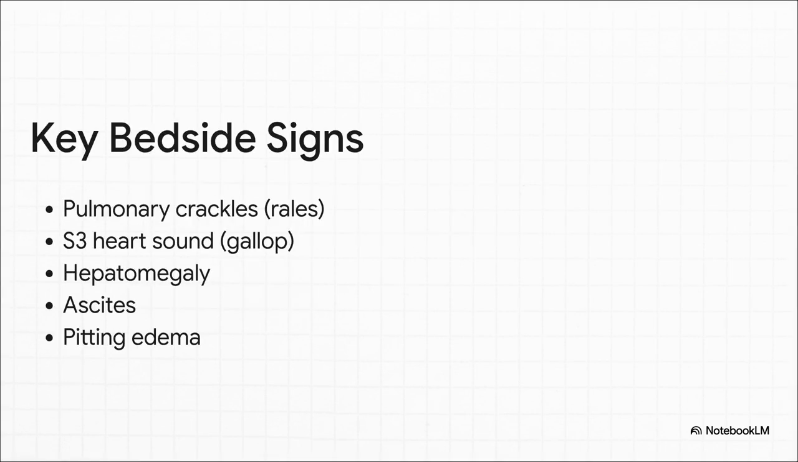Continuing with the exam, you're obviously listening to the lung bases for crackles, or rales, which points to pulmonary edema. Though, a quick aside, keep in mind these might actually be absent in chronic heart failure just because of increased lymphatic drainage. But more importantly, listen really closely to the heart for an S3 gallop. That third heart sound is incredibly specific for volume overload. Systemically, you're going to palpate for hepatomegaly and ascites, and of course, check those lower extremities for pitting edema.